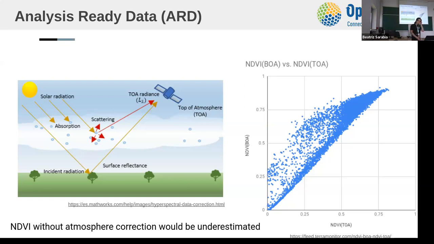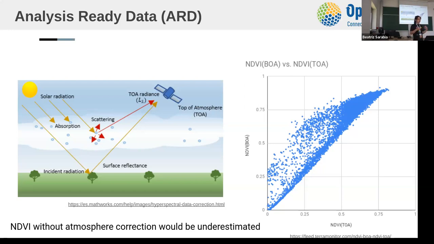So this is why we have Landsat level 2 data. I think they use a model to correct this kind of disturbance in our atmosphere. And you can see on the right, does anyone know NDVI? Oh, okay. Yeah. So you can see on the right side, the bottom of atmosphere and top of atmosphere are not really correlated. The NDVI without atmospheric correction will be underestimated, which is the case. So this is why analysis-ready data is important.